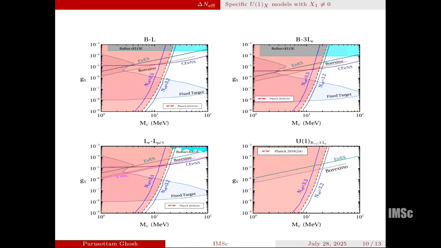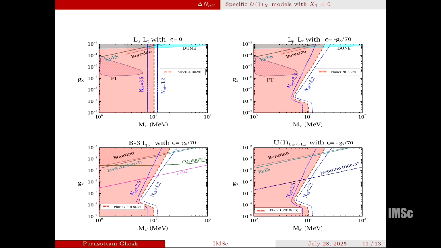So what is the difference from the left figure to the right figure? Here the x1 charge changes from 1 to 3. Therefore this red line shifted towards the higher mz prime mass, and accordingly the other constraints also change, and the same for the other two scenarios. Okay. So this is the case for x1 equal to 0.